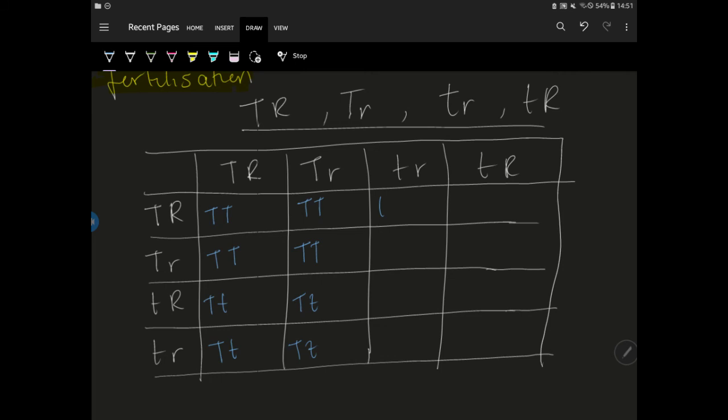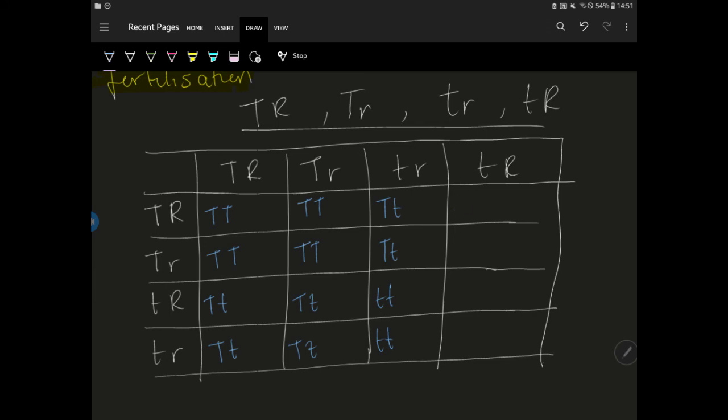We know our order, it's capital first. So big T from the top, small t from the side. Sorry, small t from the top, big T from the side. That's correct. Small t from the side, big T from the top. Small t from the top, small t from the side. Small t from the top, small t from the side. Small t from the top, big T from the side.